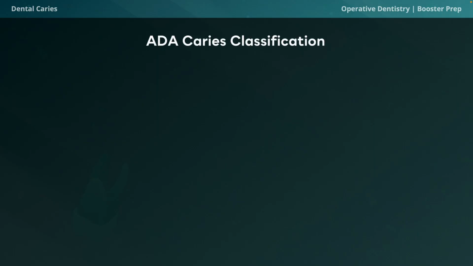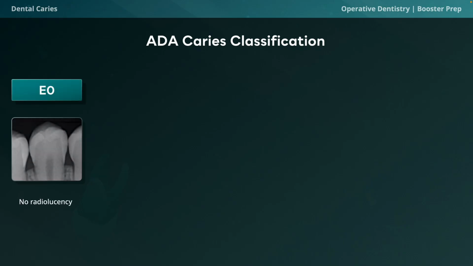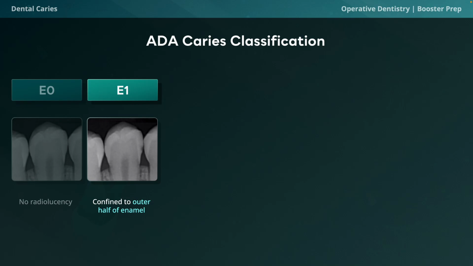know about. Let's go through each classification step by step. First, we have the E0 classification, which represents no lesion at all. Then, we have E1 lesions, which are confined to the outer half of the enamel, and that's what the E stands for, enamel. On a radiograph, these appear as radiolucencies that do not extend to the DEJ.